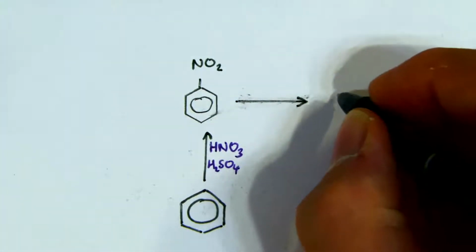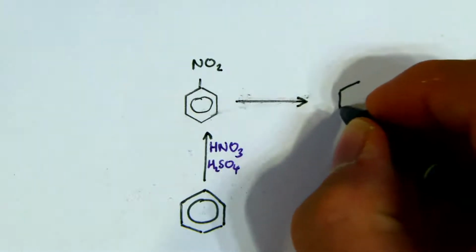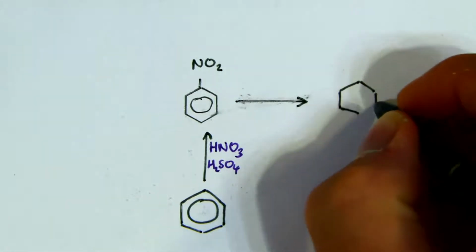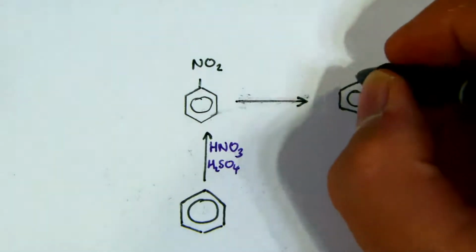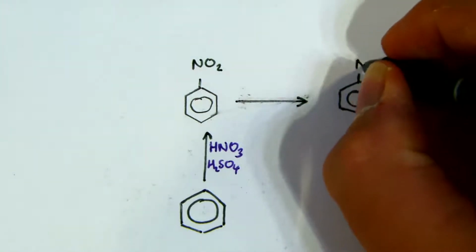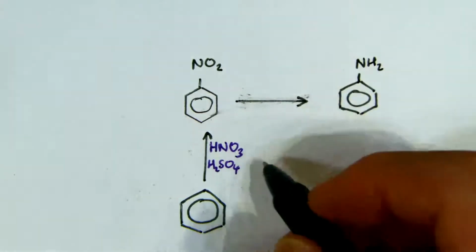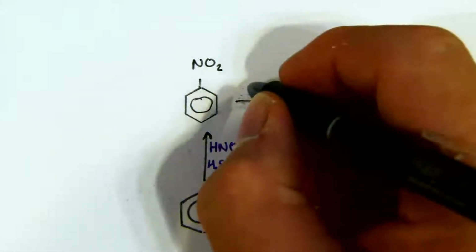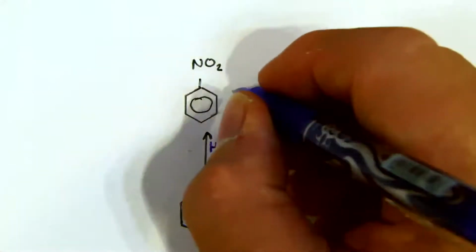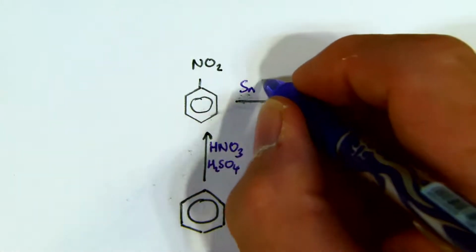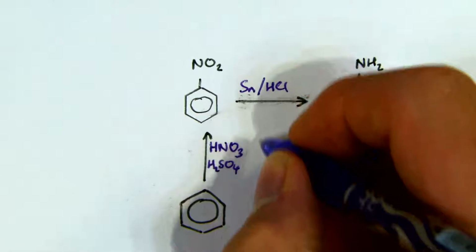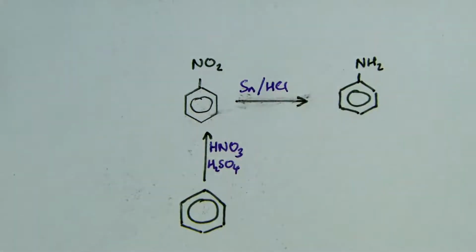And let's turn that. They're not that bad, these. Into an amine. To do that, I would need to use tin and HCl, and that's going to make that.